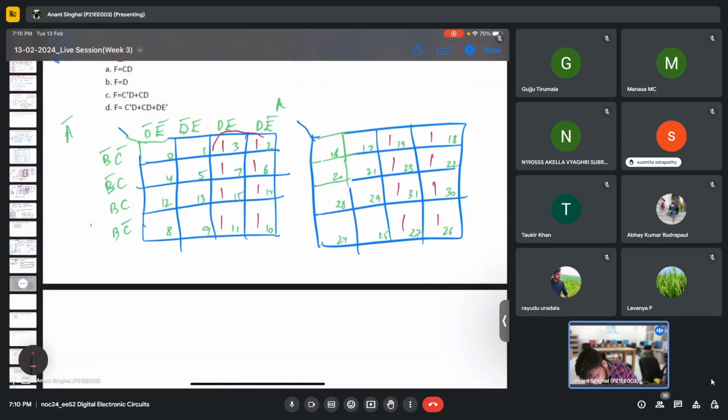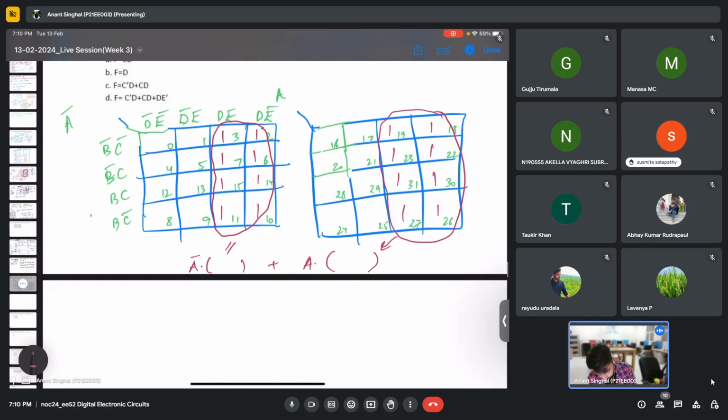So we can clearly see both of them have basically two octets which are getting covered singularly. So whatever answer that we'll get, it will get multiplied by A complement, and whatever answer we'll get from here, it will get multiplied by A. This is how you solve a five variable K-map problem.